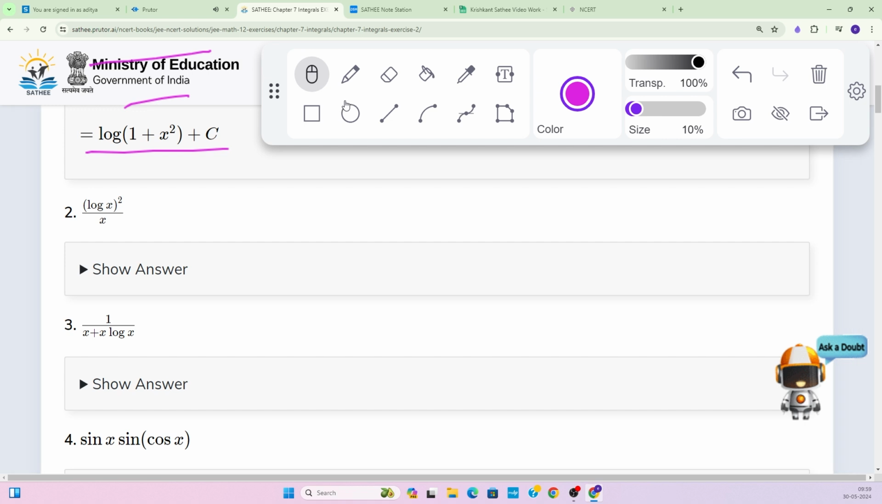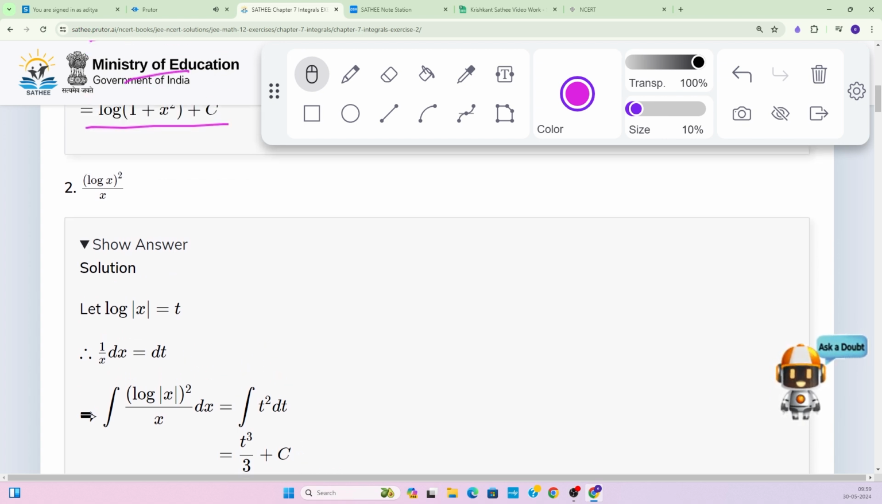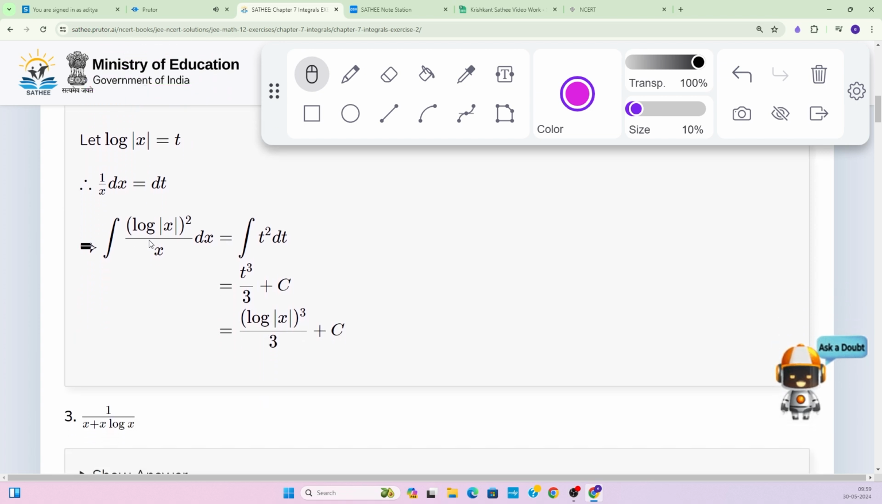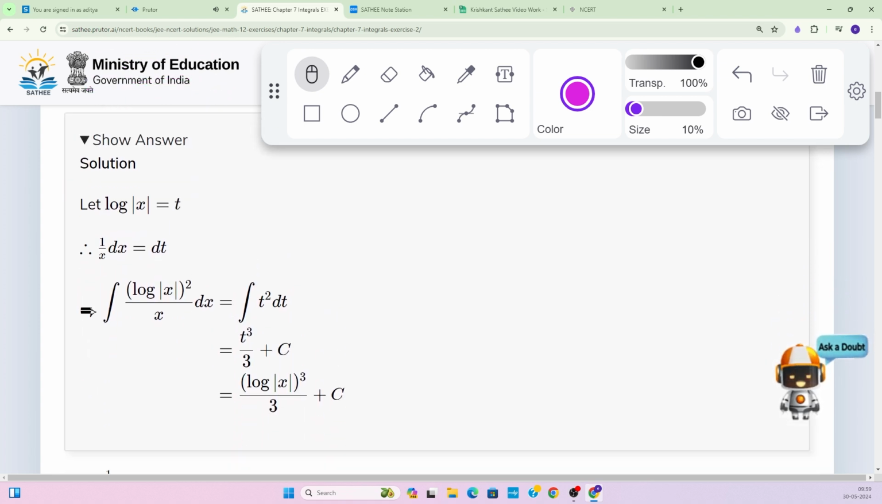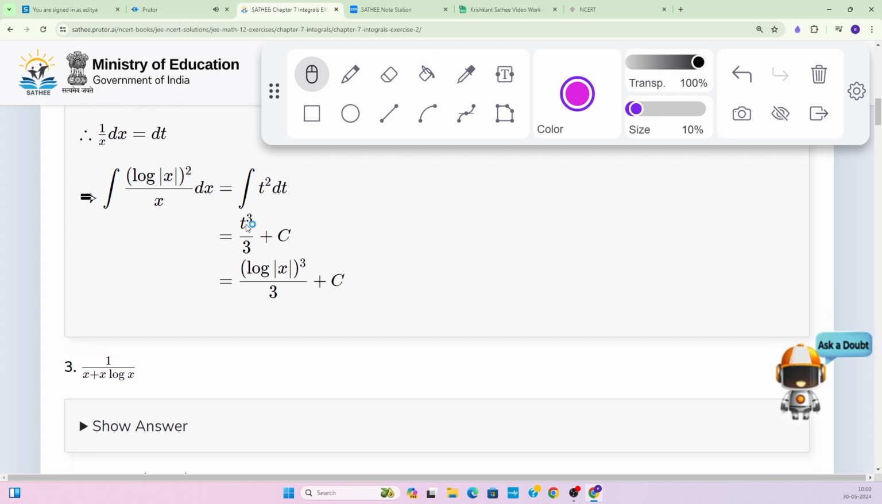Now what about this? What substitution can you make? As you know, the derivative of log is 1 by x. This means you can substitute log x. Taking log x is equal to t, you will have dt is equal to dx by x, or 1 by x multiplied with dx, as you can see. So your integration of log mod x divided by x becomes the integration of t square dt, where you replaced 1 by x multiplied with dx by dt. Now this is simple integration: t cube by 3 plus c.